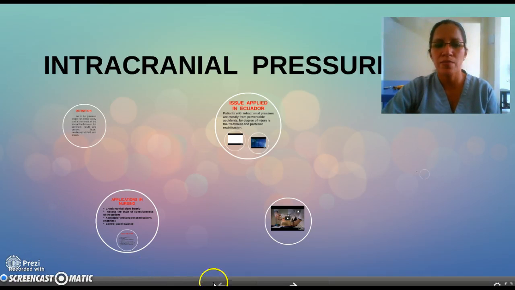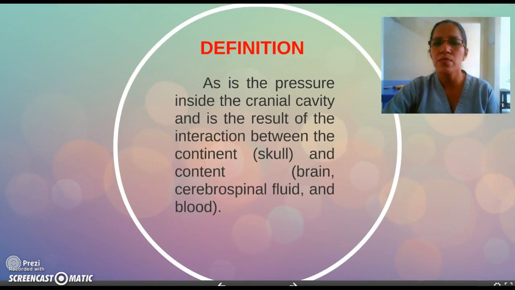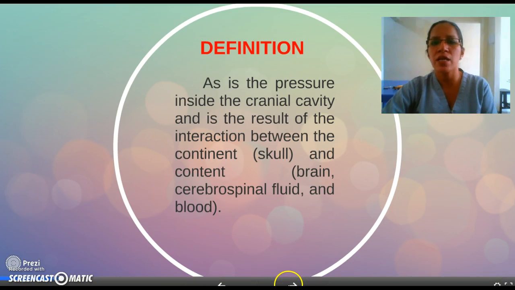Intracranial pressure. Definition: it is the pressure inside the cranial cavity and is the result of the interaction between the contents, tissue, and contents: brain, cerebrospinal fluid, and blood.